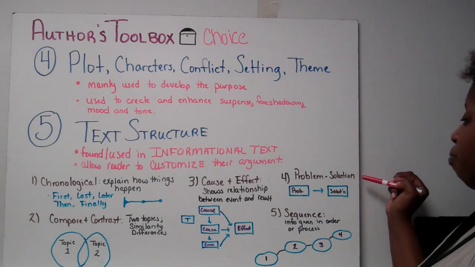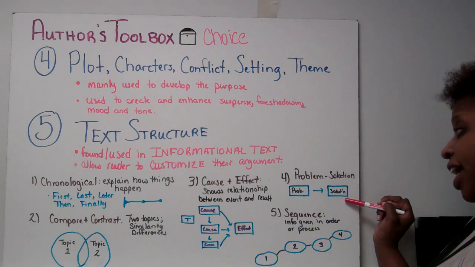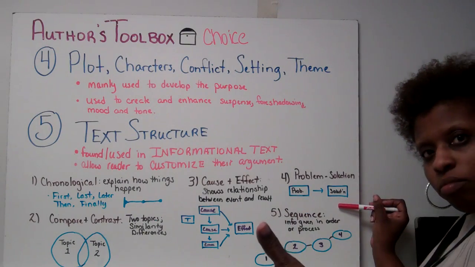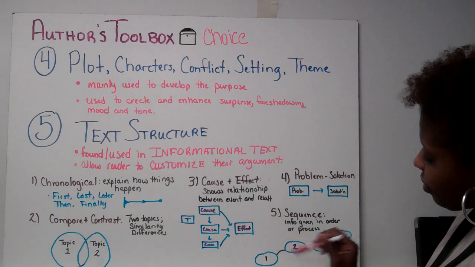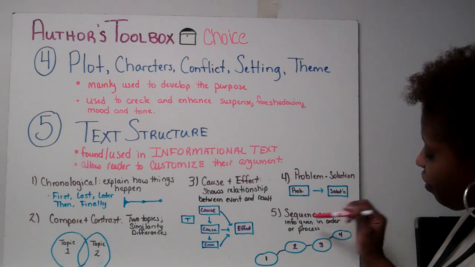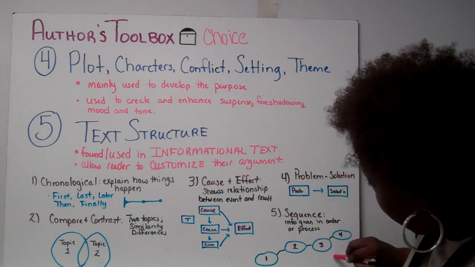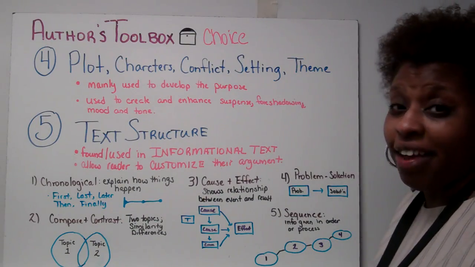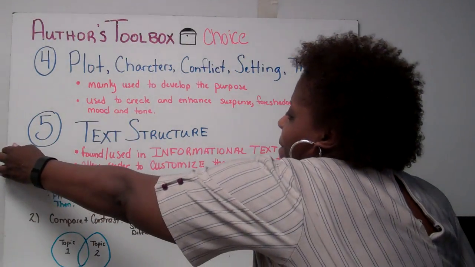Next you have problem solution. You're presented with a problem, and in the same text they give you the solution. Lastly we have sequence. It's the information given in order or the process. So it's going to go in order. 1, 2, 3, 4. Alright, so it's time to practice. Let's see how much you remember.